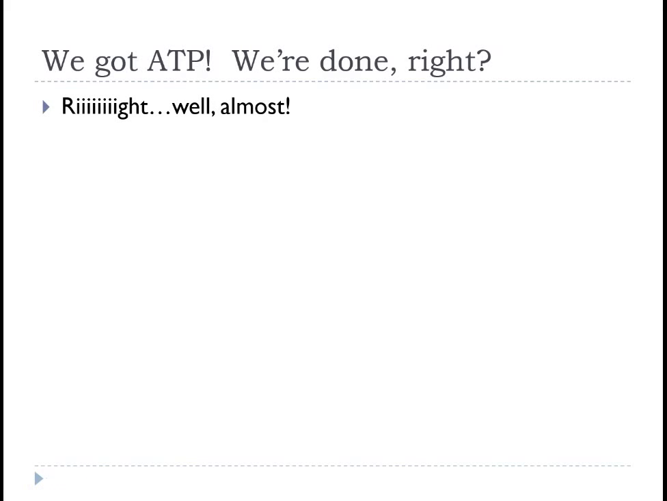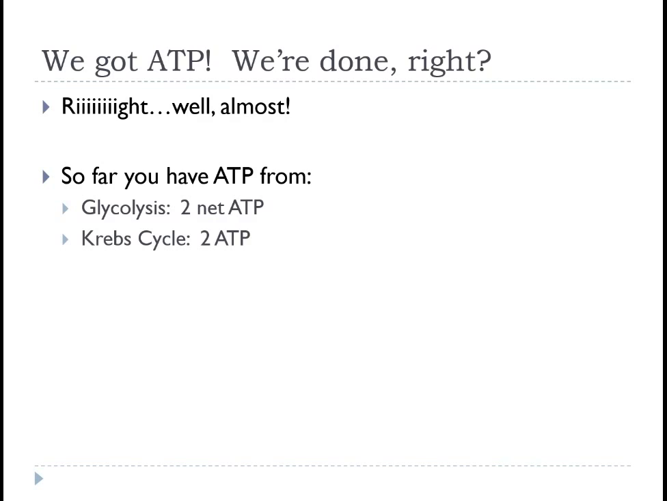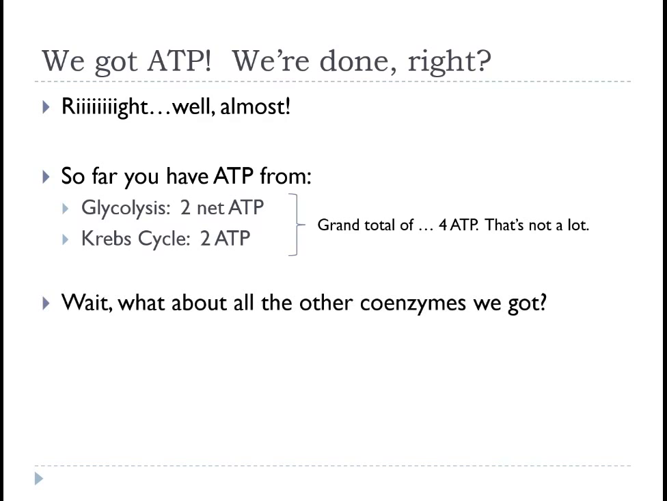Okay, so if you remember from our last steps, as a quick recap, we know that so far we have 2 from glycolysis, 2 from the Krebs cycle, and that's a grand total of 4. We need 36 to 38 to keep us alive, so that's clearly not enough. If you're a bacteria, that's just enough to keep you alive, and if food goes away, you're gone too.